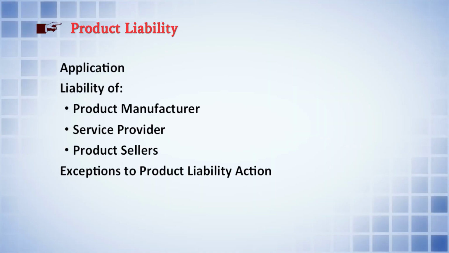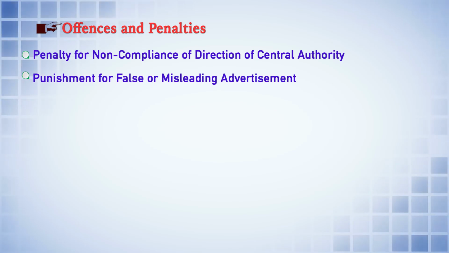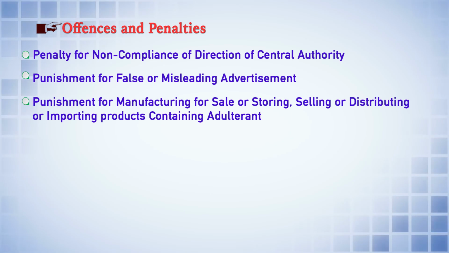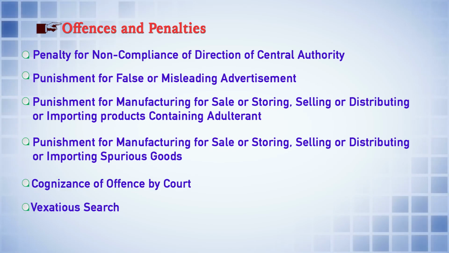Then we have product liability. As I said, the law provides for initiating liability against the product manufacturer, service provider, and product sellers. Exceptions we will not look into. Then, coming to offences and penalties, the law provides for penalties for non-compliance with the direction of the district or central authority, punishment for false or misleading advertisement, punishment for manufacturing for sale, storing, selling, distributing or importing products containing adulterants, punishment for manufacturing for sale, storing, selling, distributing or importing spurious goods, cognizance of offences by the court, and vexatious search and seizure. These are the major offences and penalty provisions.